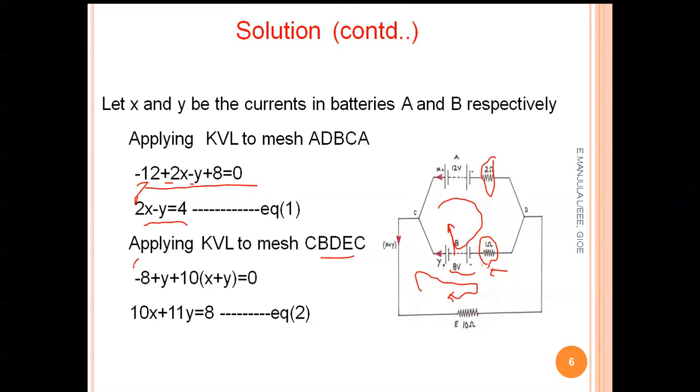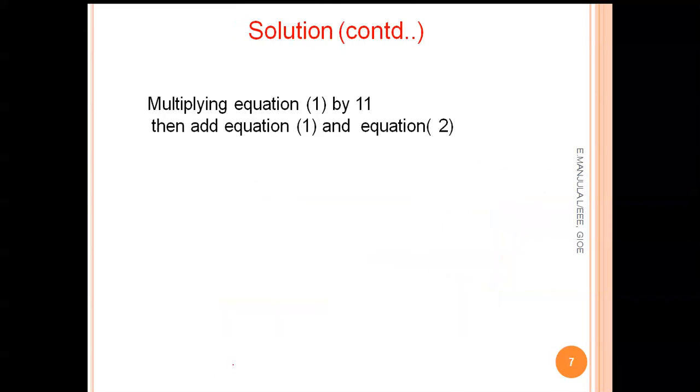So resolve these equations in a simple manner. So you'll get like this: 10x plus 11y is equal to 8. This is equation 2. Now multiply equation 1 by 11. Then add equation 1 and 2.